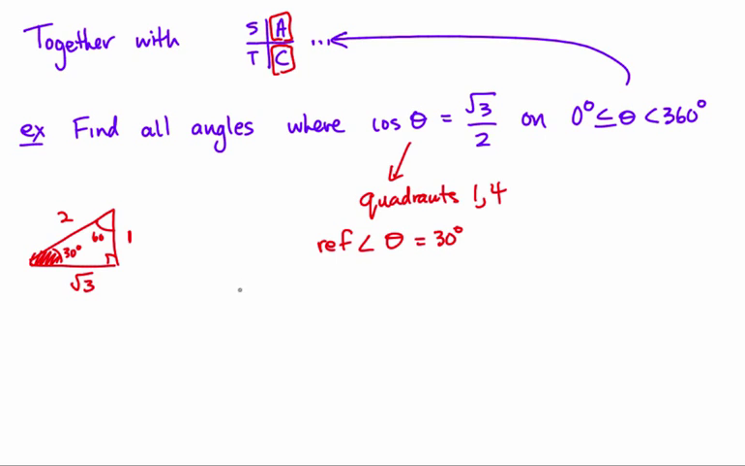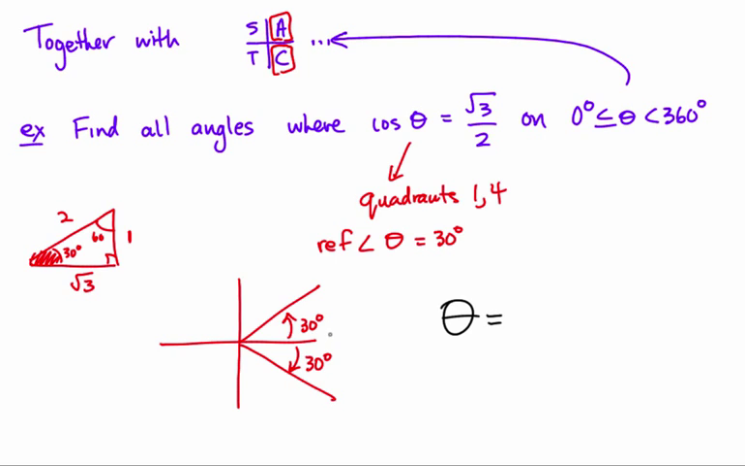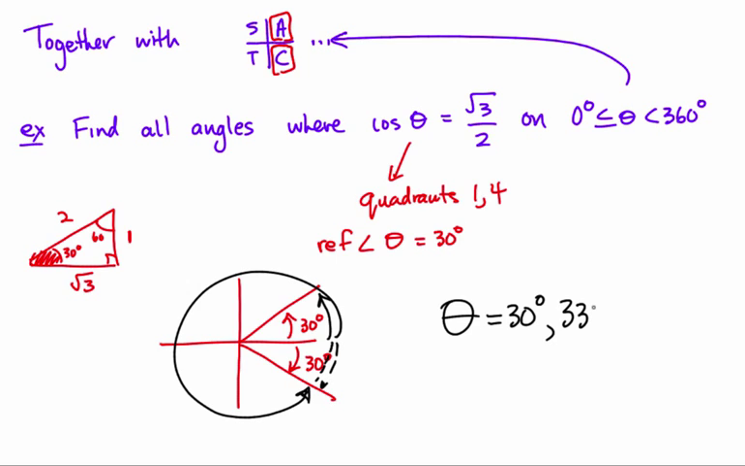And so combining these things together, ASTC says I've got an angle here of 30 degrees, and I have another solution here with a reference angle of 30 degrees. And so my overall solutions are 30 degrees and however far this is, which is 360, go back 30, or 330 degrees. Let's try one more of these.